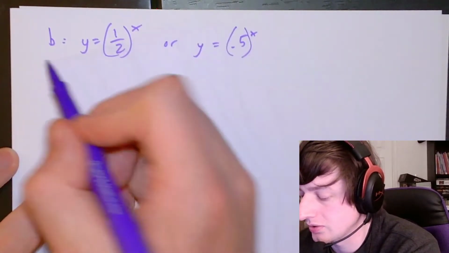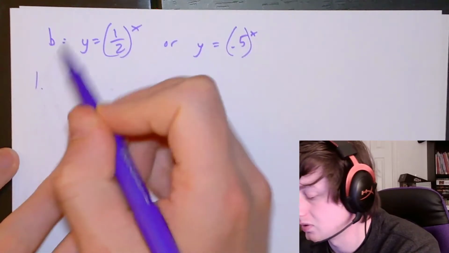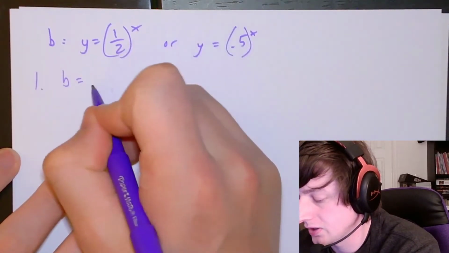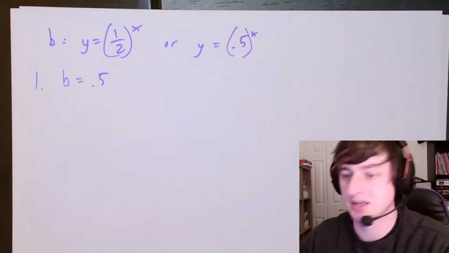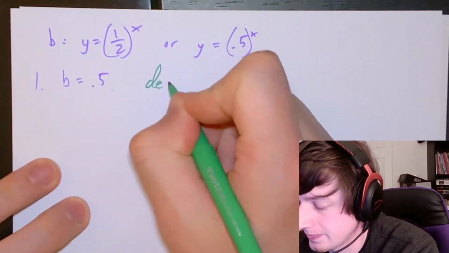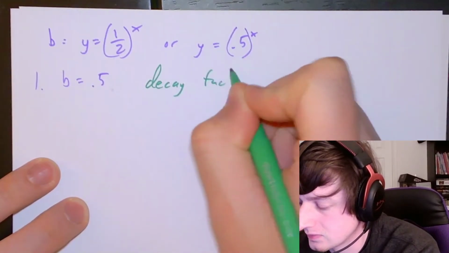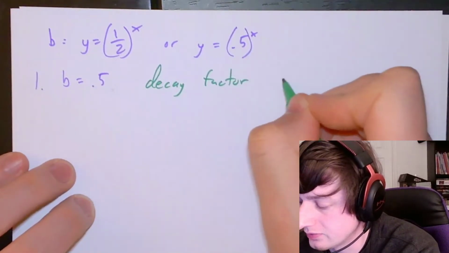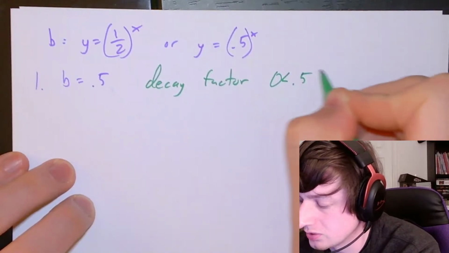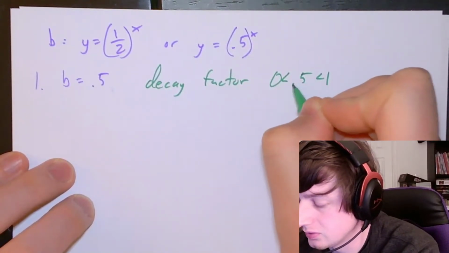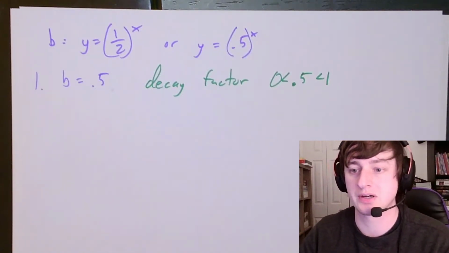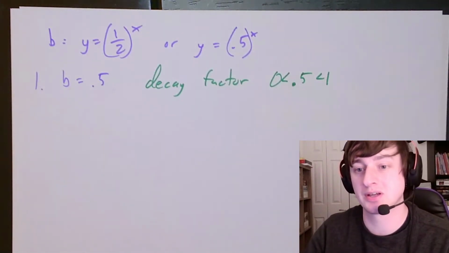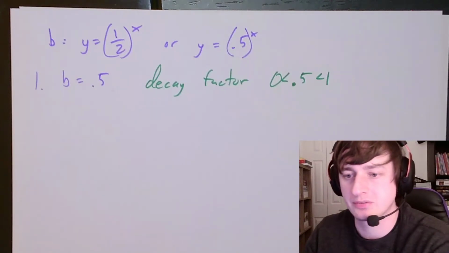Okay, so our b value is 0.5, which means this is not a growth factor. This is a decay factor. That's because 0.5 is between 0 and 1. It's not negative, but it's smaller than 1. So that's a decay factor. The function's going to get smaller as x gets bigger, because we're multiplying by a half every time.